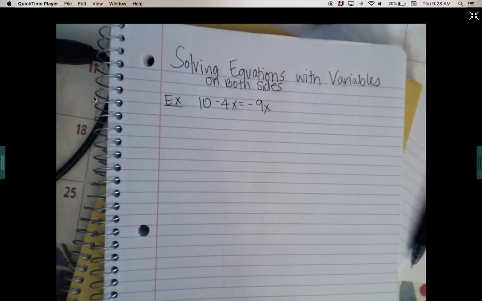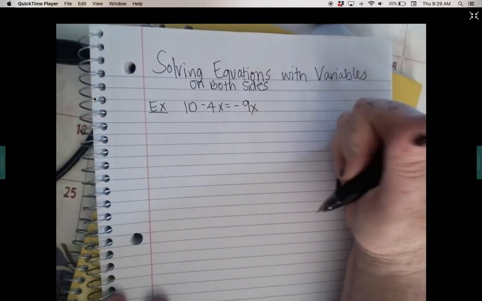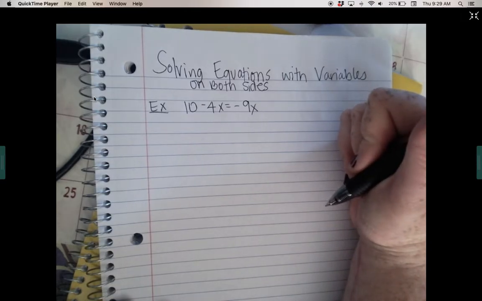We're solving equations with variables on both sides. Our first example is 10 minus 4x equals negative 9x. The first thing that you want to do is get the variables all to one side. It doesn't matter which side. It could be left, it could be right.